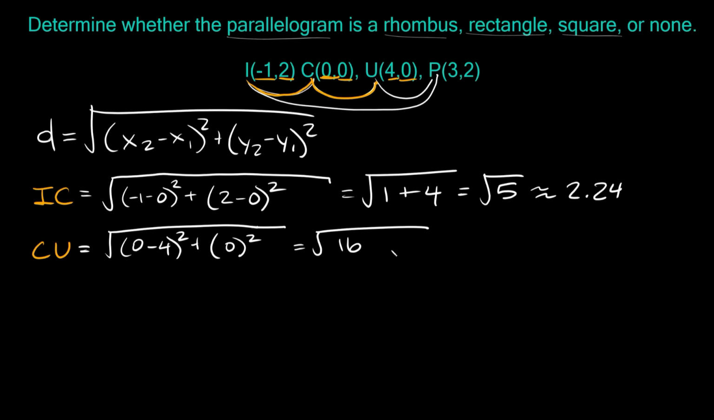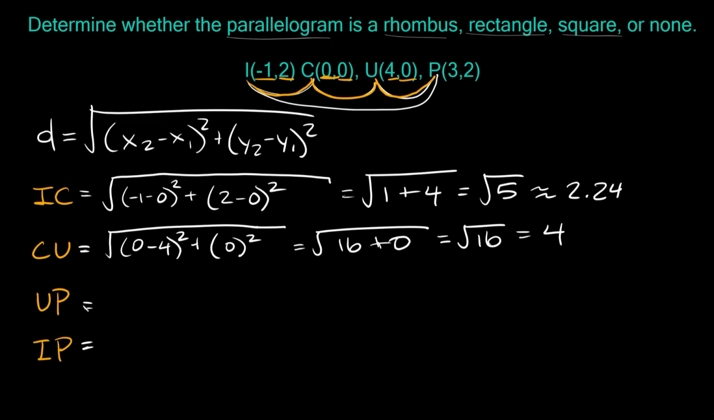And then here, 0 squared is just equal to 0, right? So then this is equal to simply the square root of 16, which is equal to 4. Okay, now lastly, let's find the distance from U to P. And in this case, I'm just going to give you the last two. So we're going to find the distance from U to P, and then again, the last one would be from I to P, right? I to P.